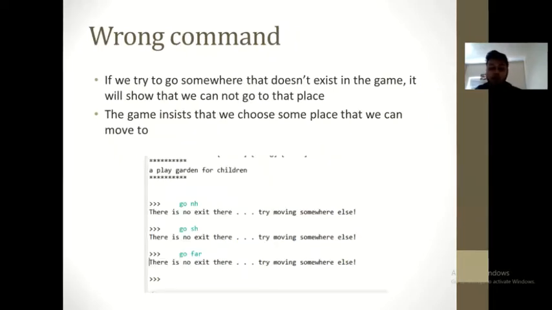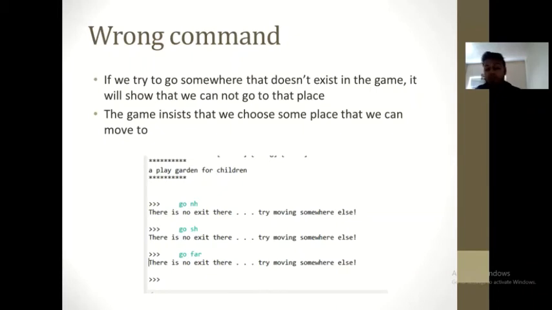Wrong command. If we input go something that doesn't exist, it will say that it doesn't exist, try to move somewhere else. So by giving the look command, it will give you all the places that we can go. So we have to put in specific names to go places. So that's how these maze games work. You can go place to place, but you actually cannot see where it is and how it's working.